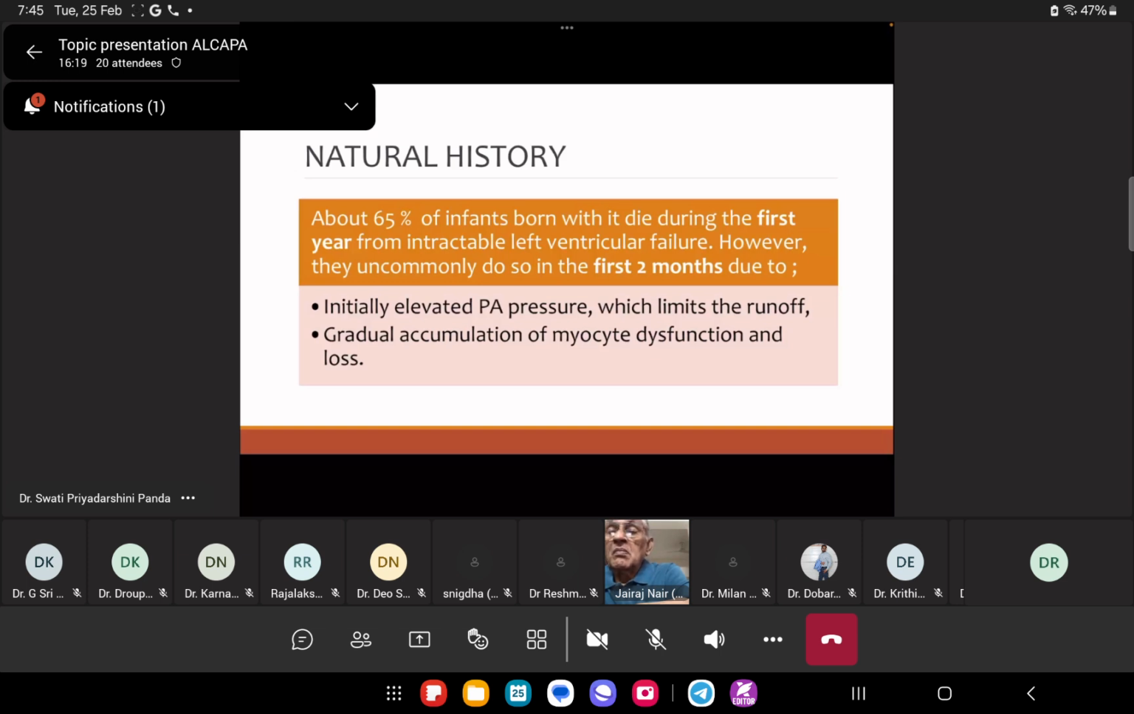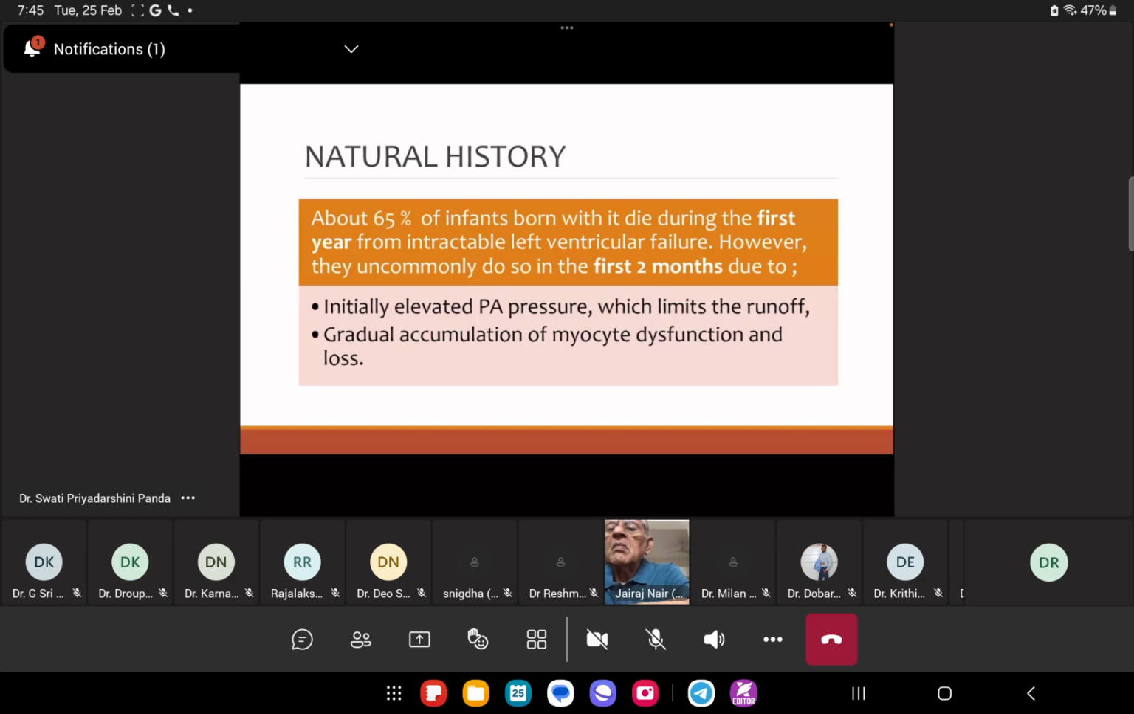Natural history: about 65% of infants born with it died during the first year from intractable left ventricular failure. However, they uncommonly do so in the first 2 months, because initially PA pressures are elevated, which limits the coronary runoff, and there is gradual accumulation of myocyte dysfunction and loss.